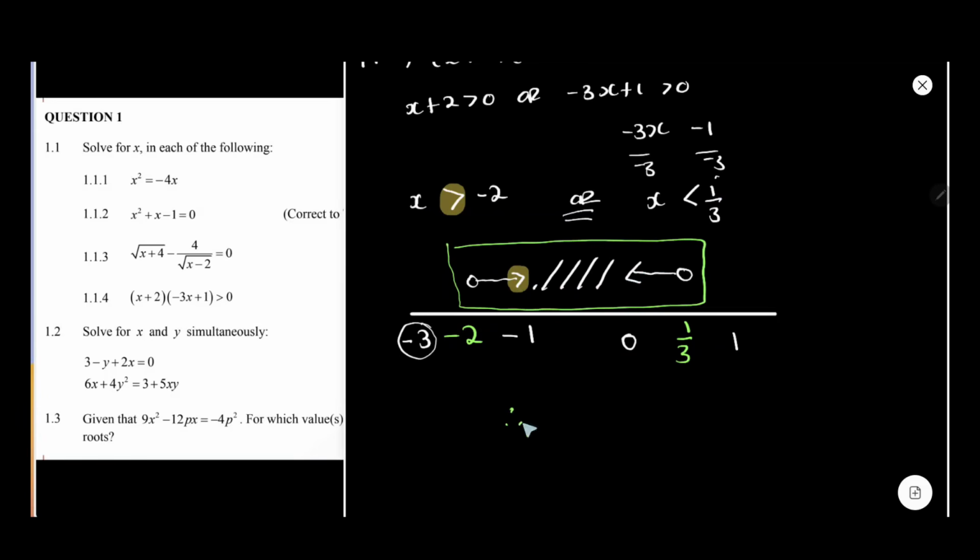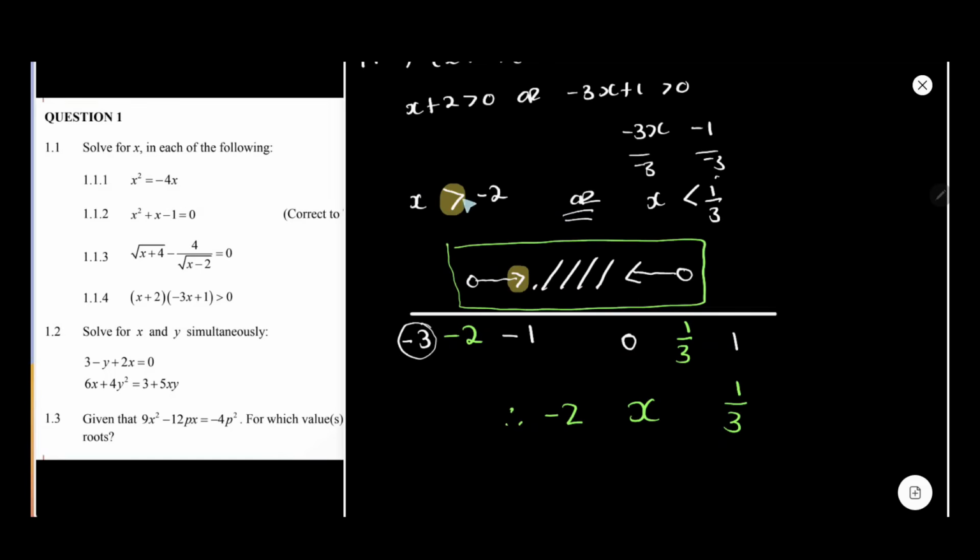So we can write it as, therefore, we are putting x in the middle. And then you just put the smaller number on here, which is negative 2. And then the bigger number here, 1 over 3. And then let's just look at how the inequality sign was facing. It was saying that x was greater than negative 2.